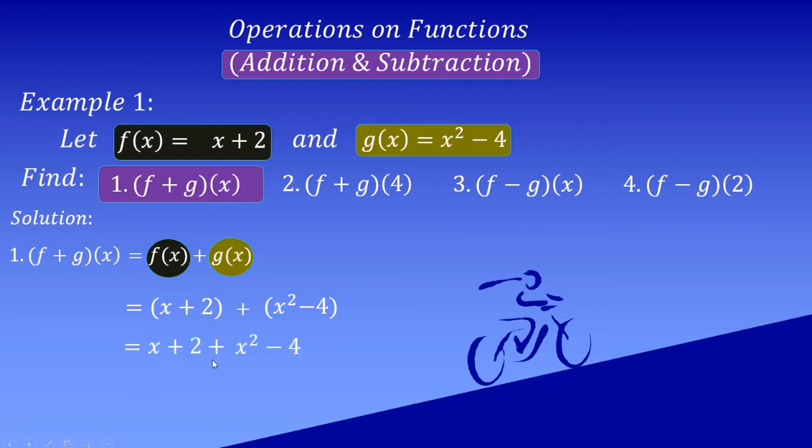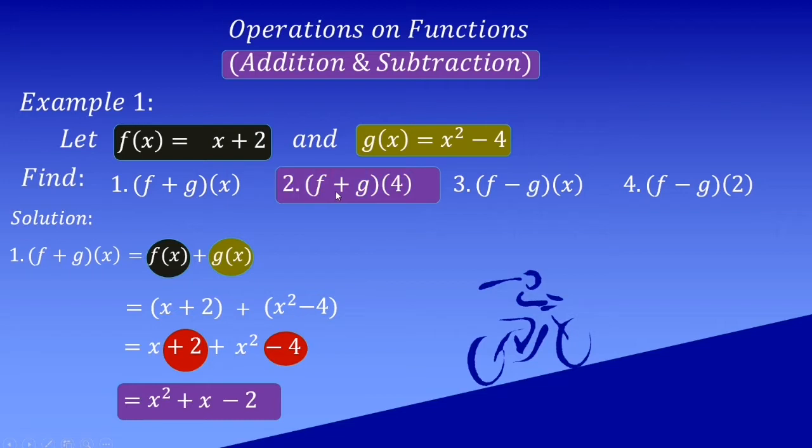Pero hindi natin maaaring i-combine yung variable x and x squared. They are not the same term. So just copy x squared plus x, then add the constants 2 minus 4, that is negative 2. And the value of f plus g of x is equal to x squared plus x minus 2.